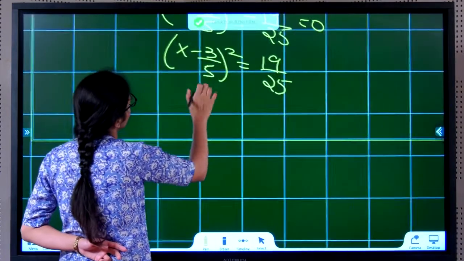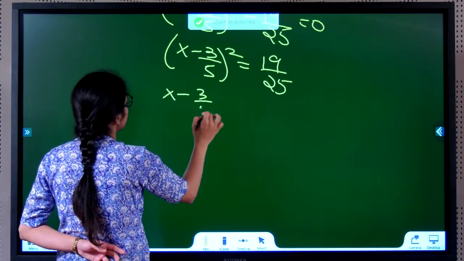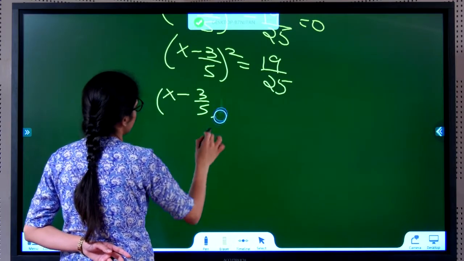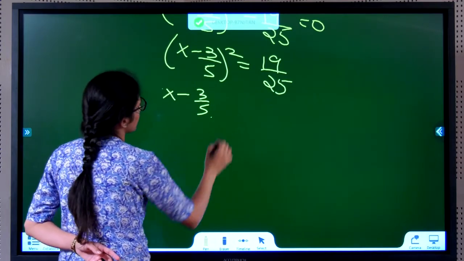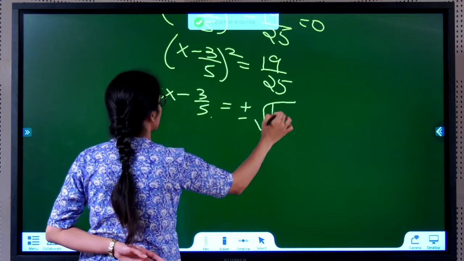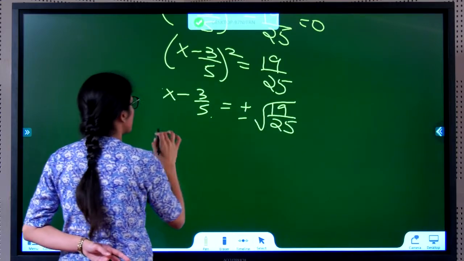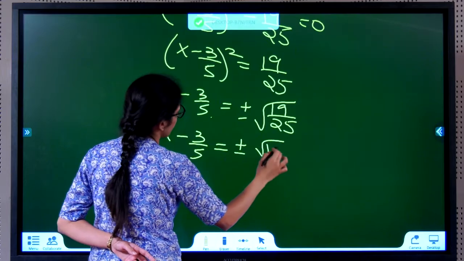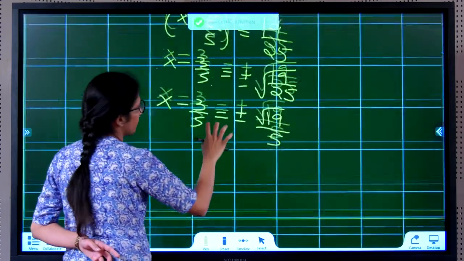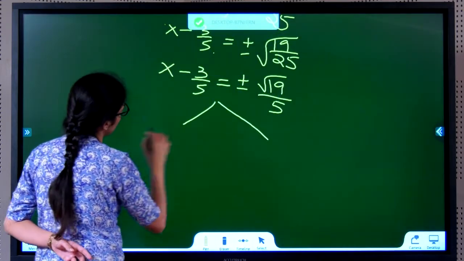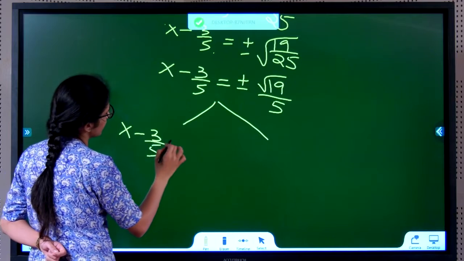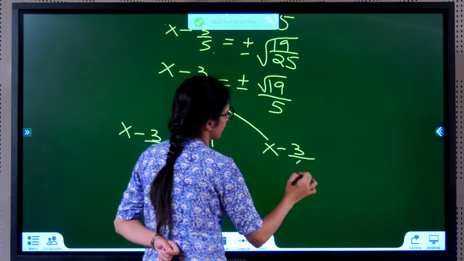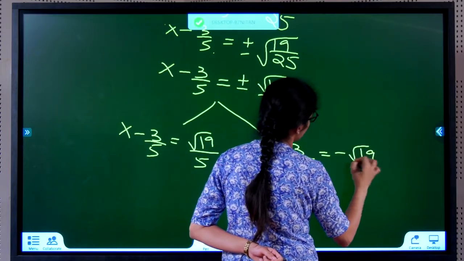So now continue solving. So what happens? X minus 3 by 5 the whole square. So put the square that side. It will become under root, right? So is equal to plus or minus root of 19 by 25. Root 19 you cannot solve. So plus or minus root 19 by 5. So there are two options here. X minus 3 by 5 is equal to plus root 19 by 5. And x minus 3 by 5 is equal to minus root 19 by 5.